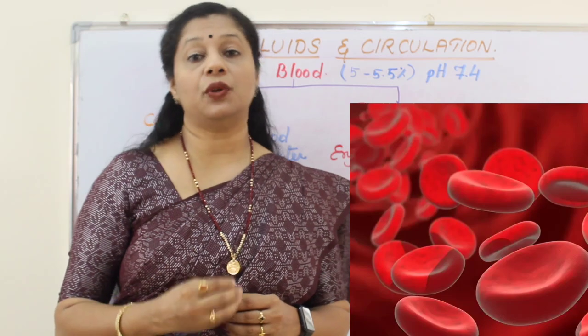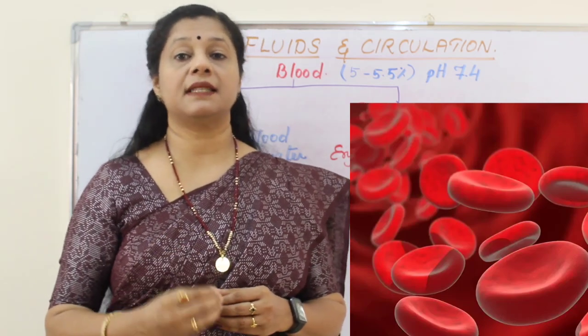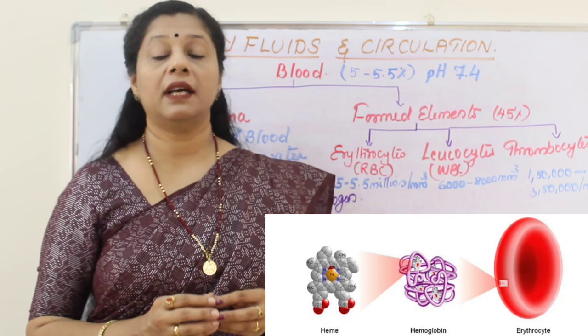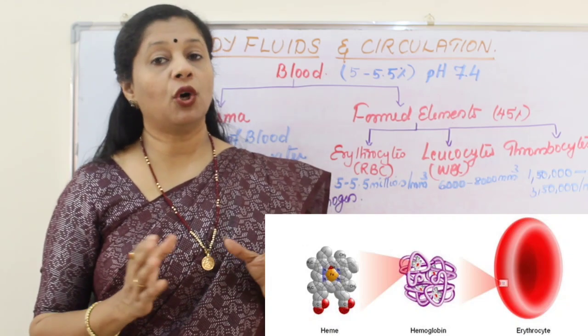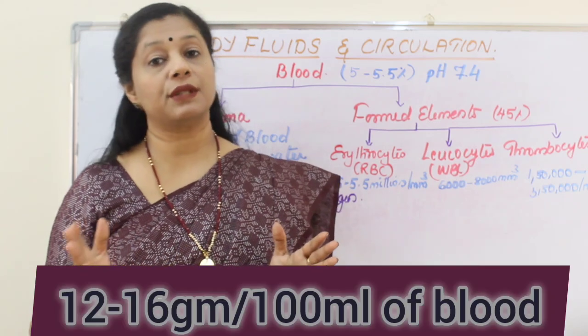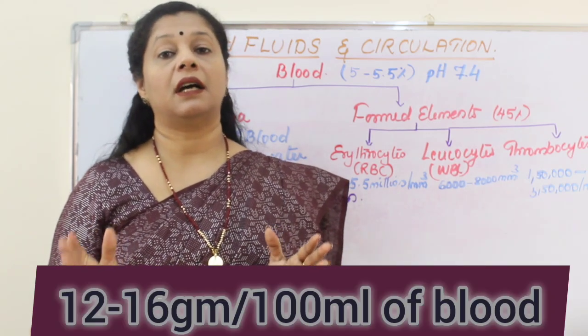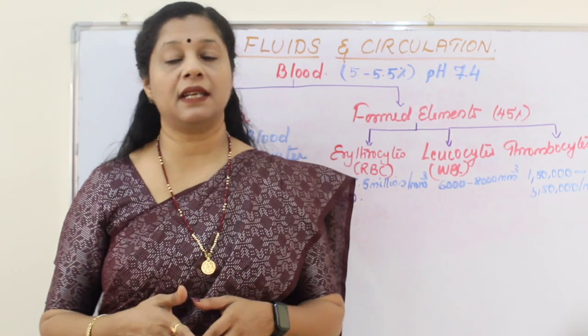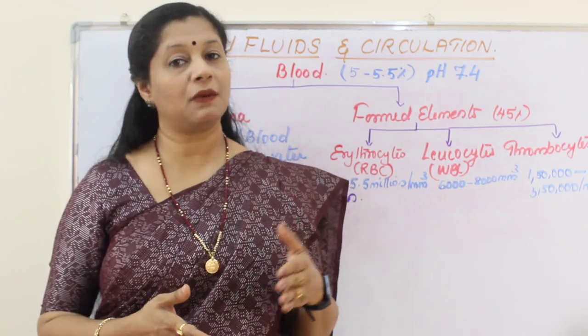And they lack nuclei. That is, mammalian RBCs lack nuclei. RBC has a red pigment called hemoglobin. The normal range of hemoglobin in human beings is 12 to 16 grams per 100 milliliters of blood. But for men it may be from 14 to 16. For females usually it is from 12 to 14.